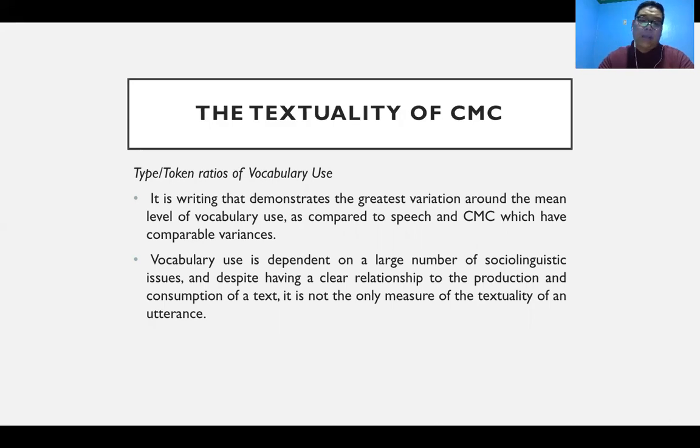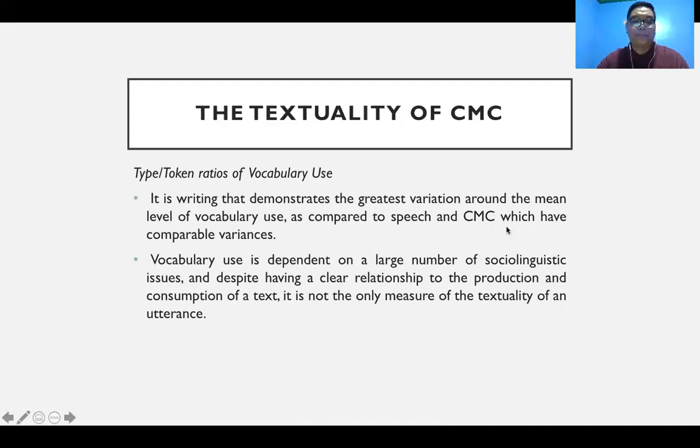In this case, vocabulary use is dependent on a large number of sociolinguistic issues. So the vocabulary used in a specific discourse, let's say CMC, would also project the sociolinguistic issues present in the communicative ecology of the discourse maker. And despite having a clear relationship to the production and consumption of a text, it is not the only measure of the textuality of an utterance. That's true because not only vocabulary use has to be considered in analyzing textual features. You also need to consider other elements, such as the structural or syntactic elements present in a discourse.